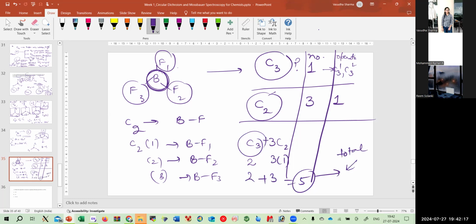Yes, ma'am. So what would be the C1? Since this is the maximum principal axis that we can have, we are going from maximum to lower. We went from C3 to C2. Now, what would be the C1? Why are we not considering C1?